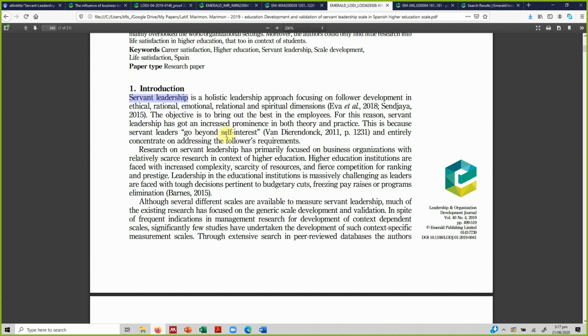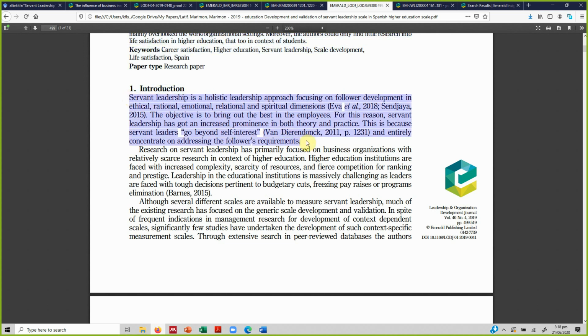Well, according to Van Dierendonck, there are other leadership styles as well, but their focus is on achieving organizational objectives. Their focus is not on going beyond self-interest. Servant leadership, obviously the ultimate intention is to achieve the organizational objectives, but through going beyond self-interest, through focusing on the employees, through emotionally connecting with the employees, through developing a relational approach. So this is the value of this particular concept.